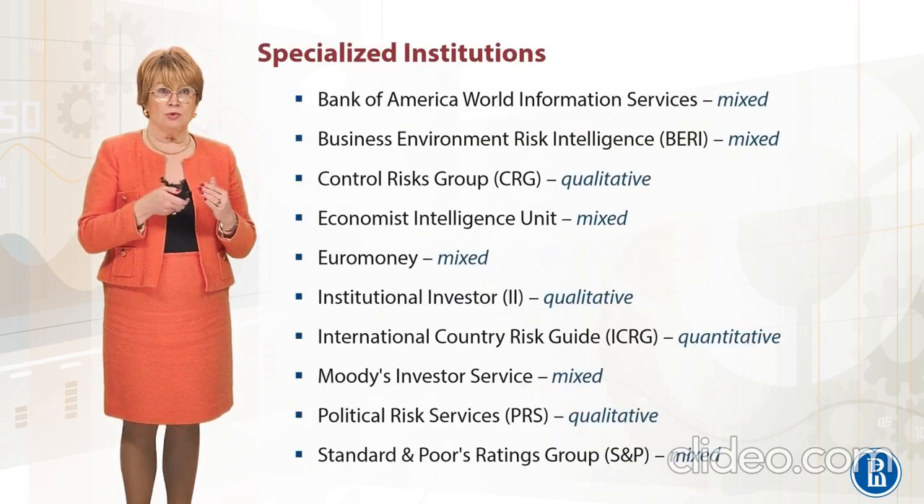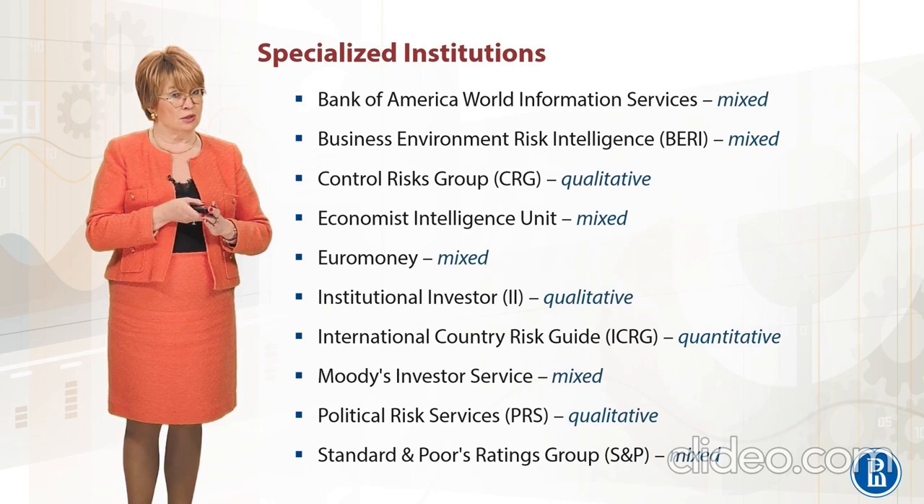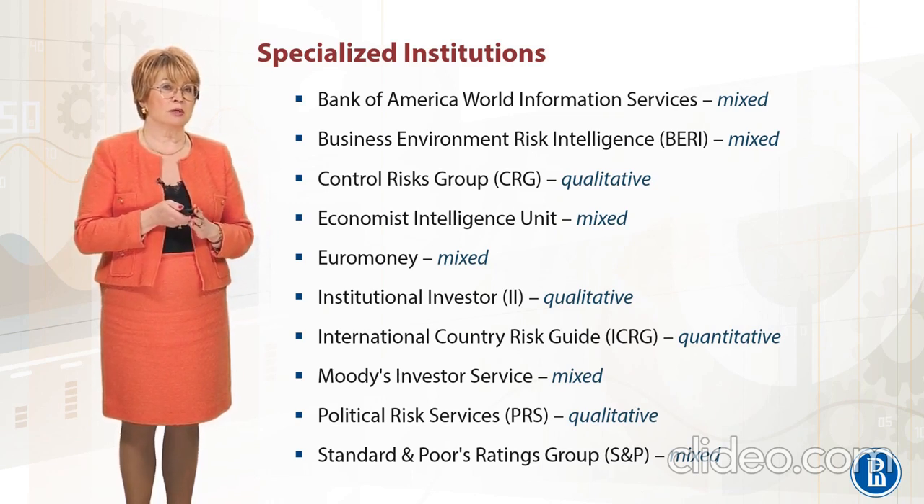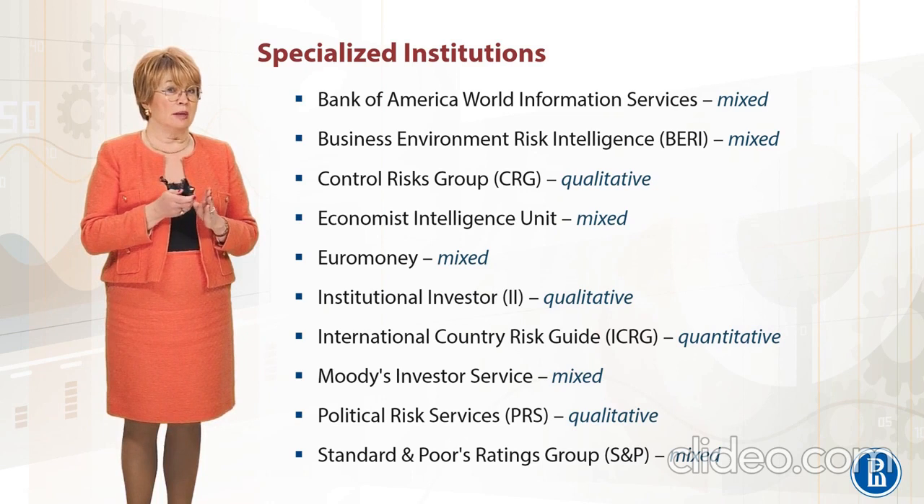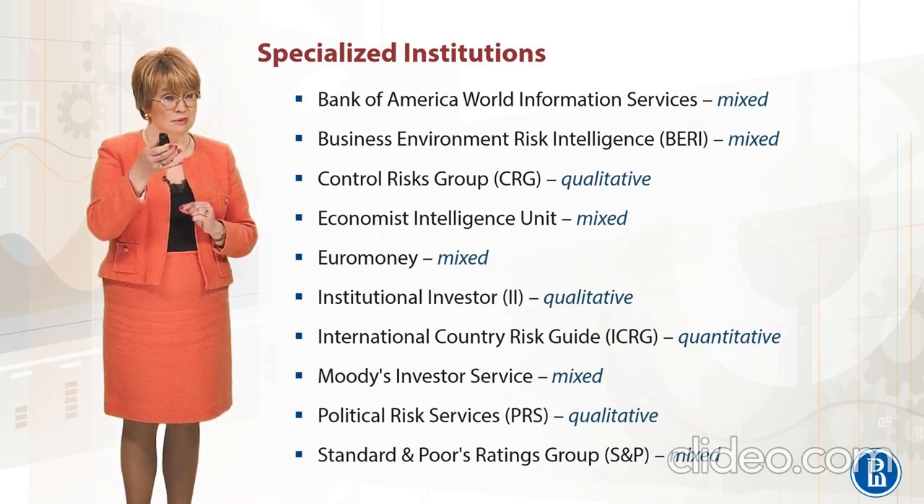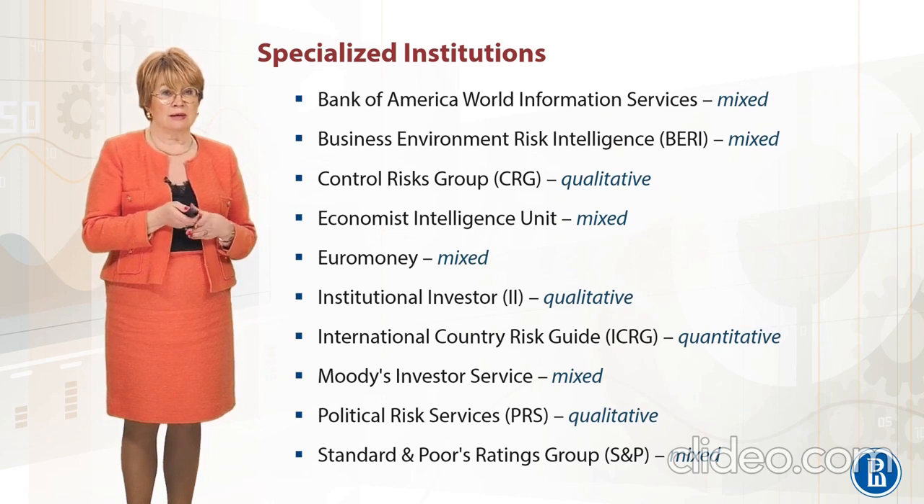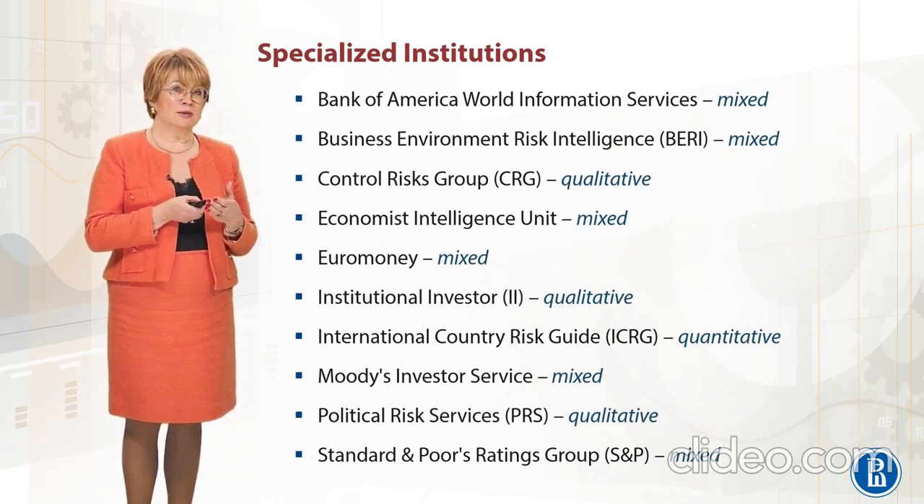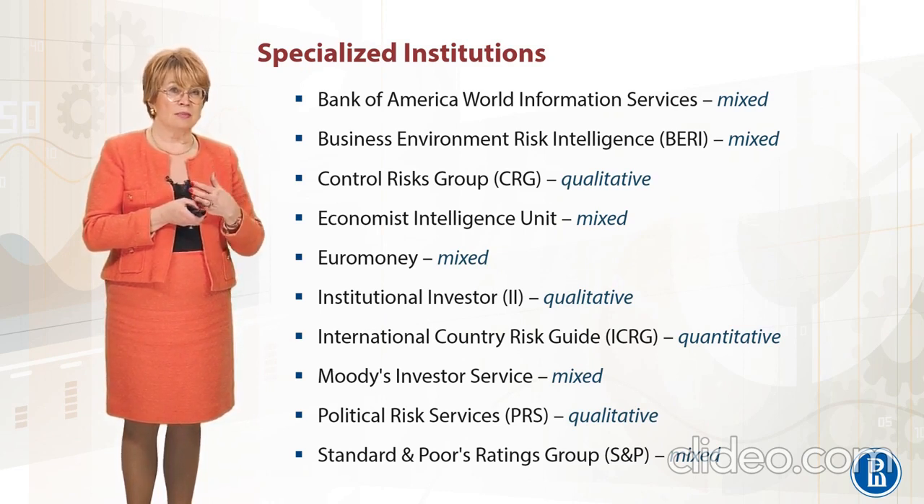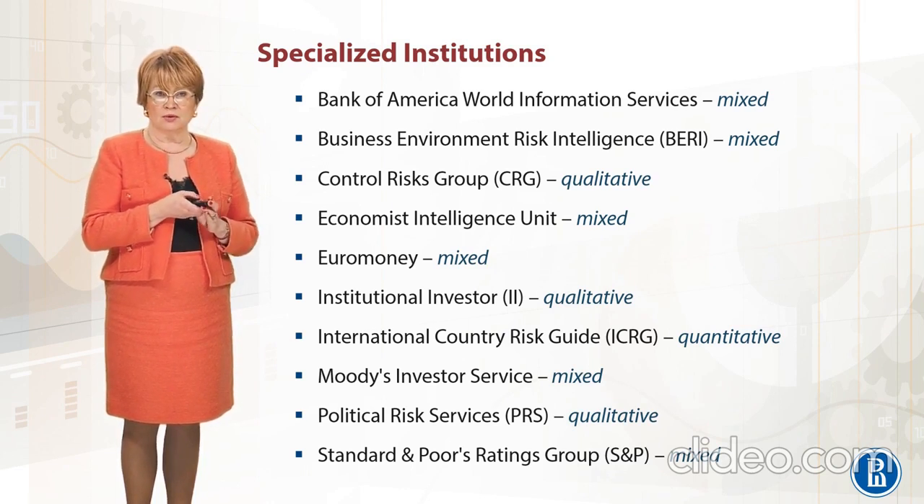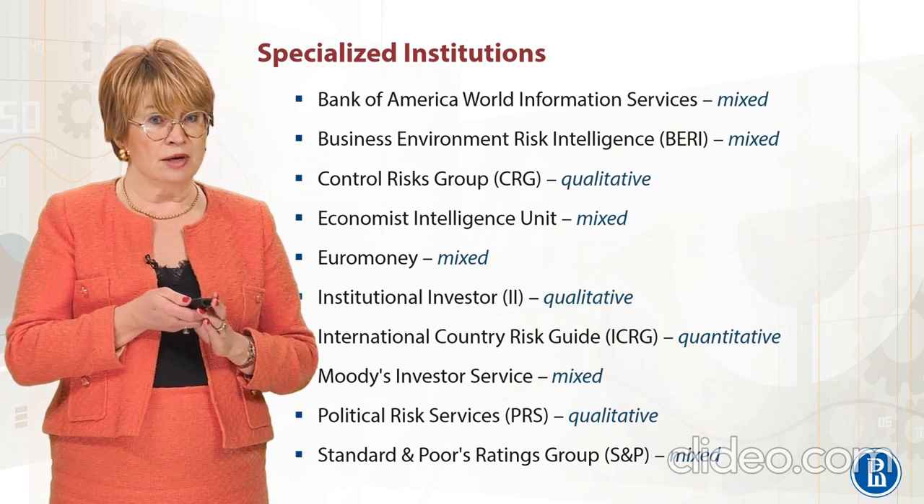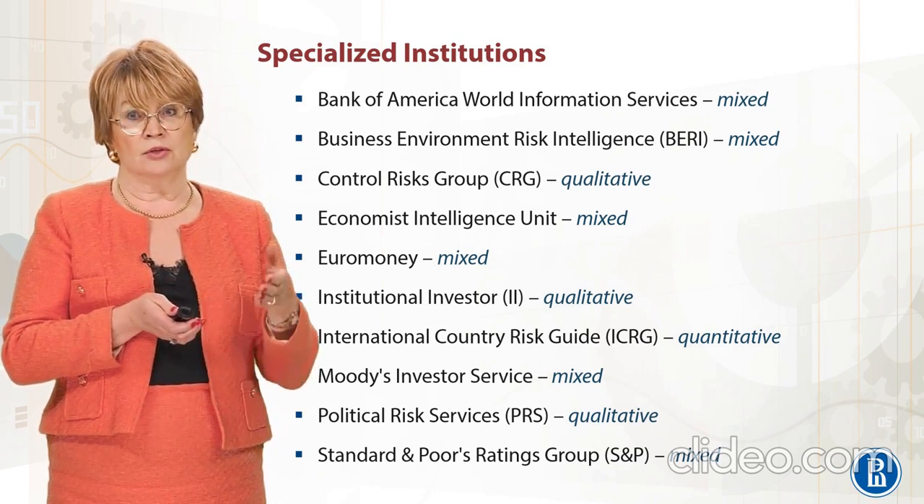Because both approaches have their weaknesses and their strengths, many specialized institutions which are keen on running analysis of country risk will try to combine both approaches. In that table, I'm trying to show you that, let's say, Bank of America and World Information Services are applying the so-called mixed approach. Mixed means that those analysts try to combine qualitative with quantitative, trying to avoid as many mistakes in their assessment as possible. But still, there are some agencies which apply just one.